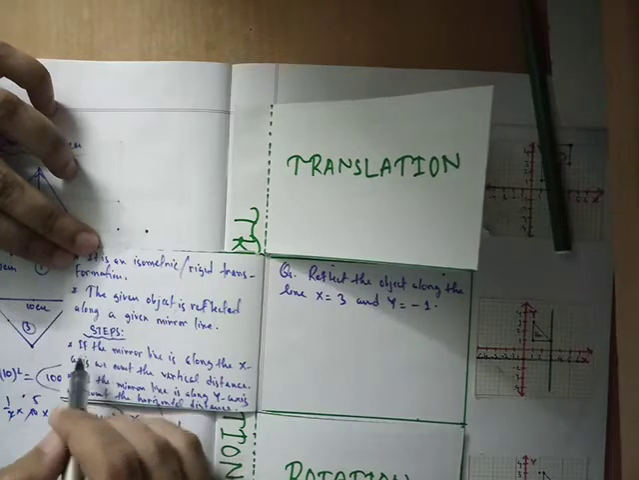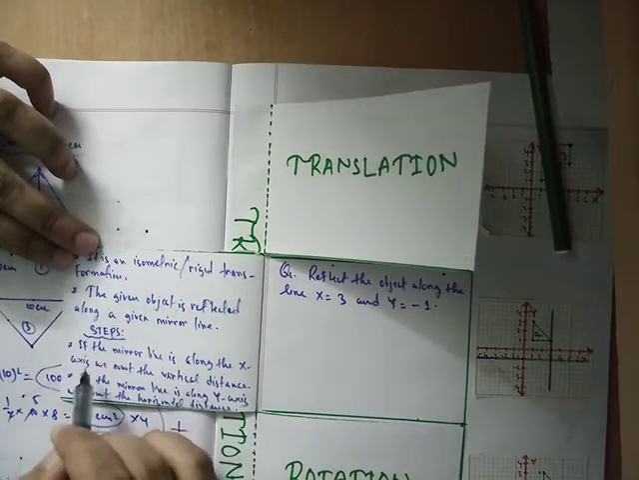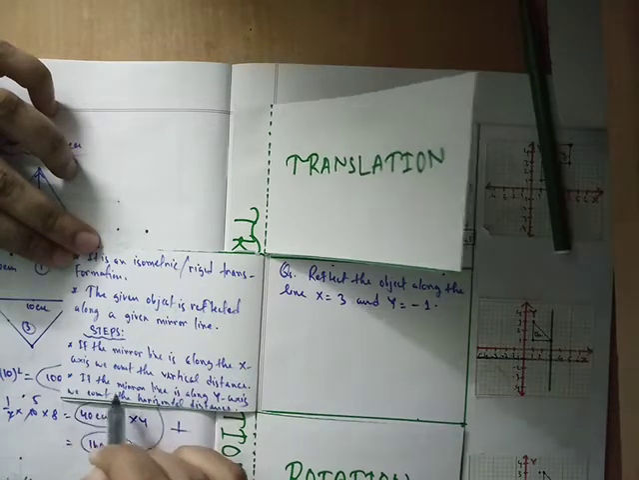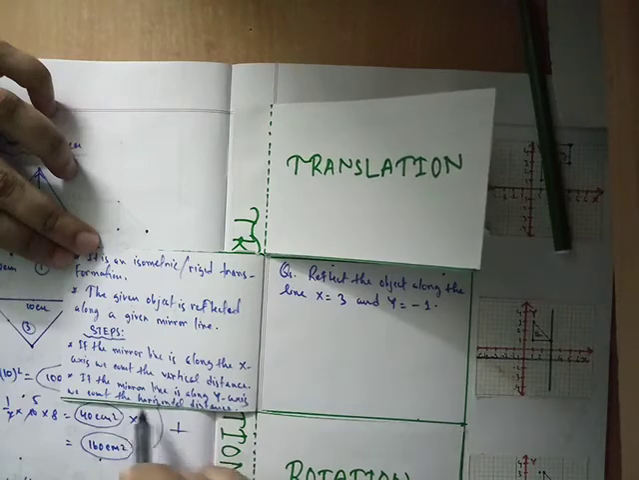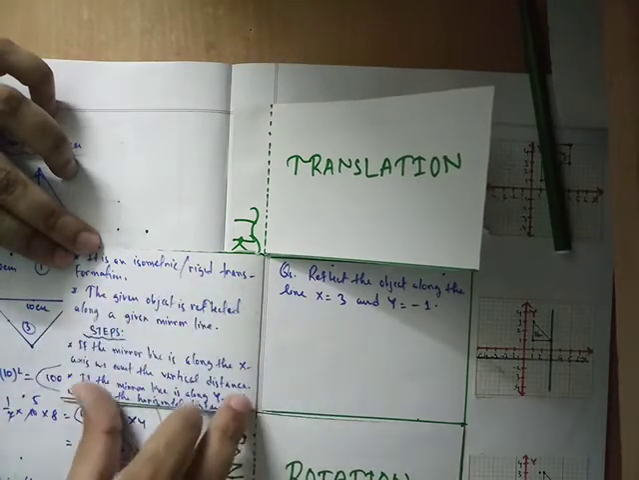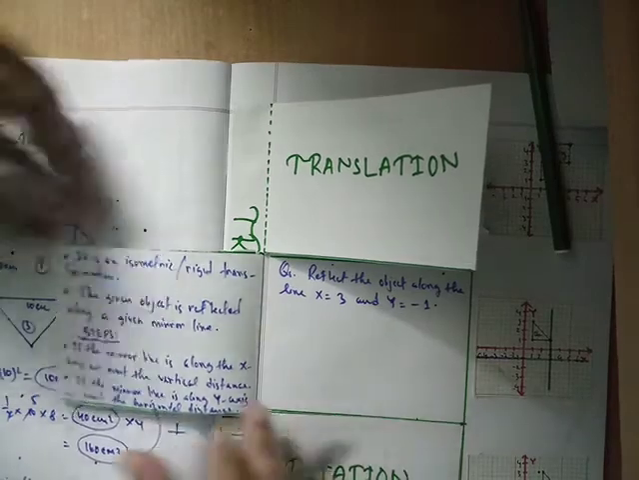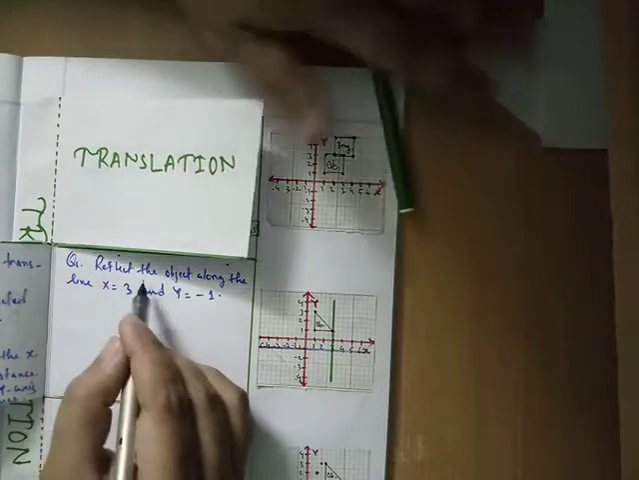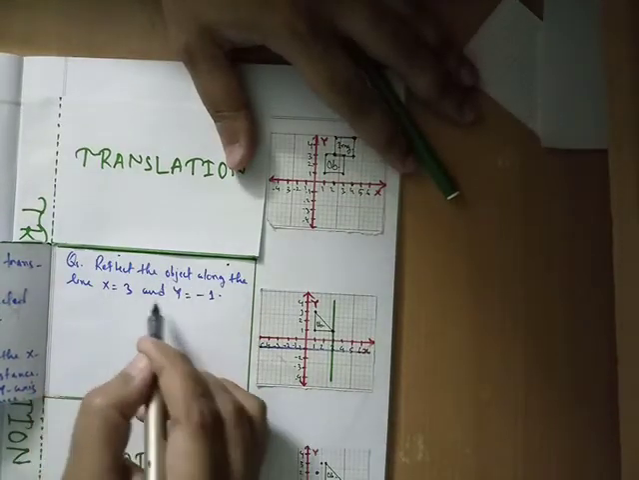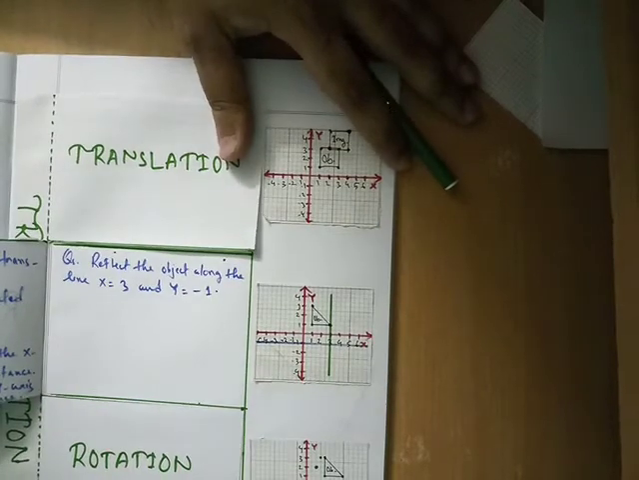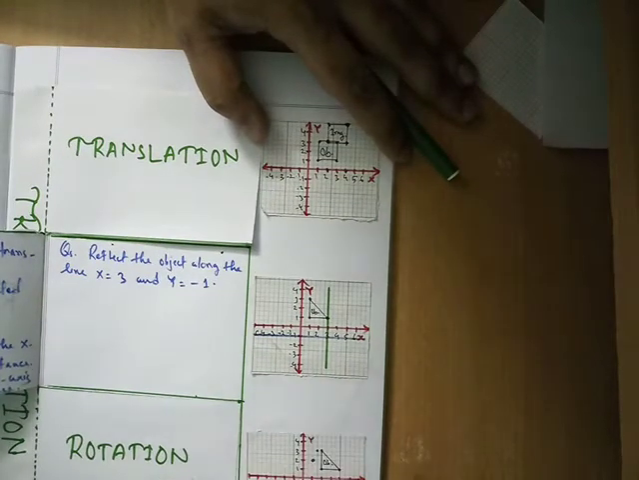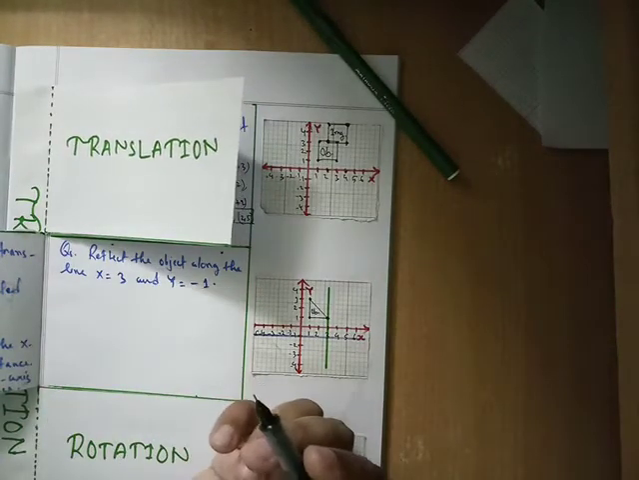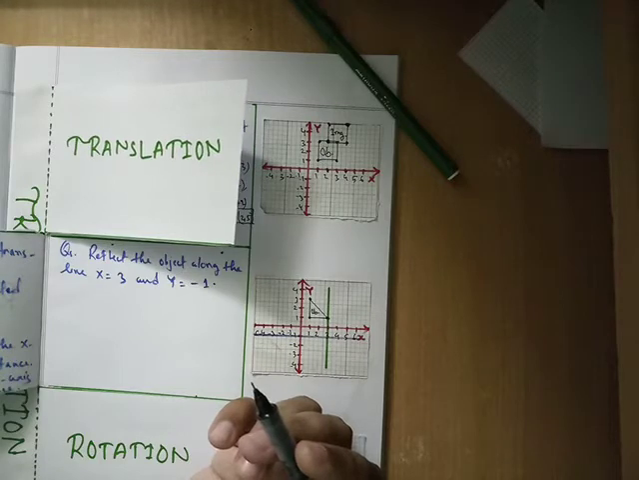And now the steps. If the mirror line is along the x-axis, we count the vertical distance, and if the mirror line is along the y-axis, we count the horizontal distance. So first write this down, and then I'm going to explain it to you. Now when you open this up, you have a question which says reflect the object along the line x equals 3 and y equals 1. If you remember from class, in the equation of a straight line, if we have the value of only one coordinate, we always end up having a vertical or a horizontal line.